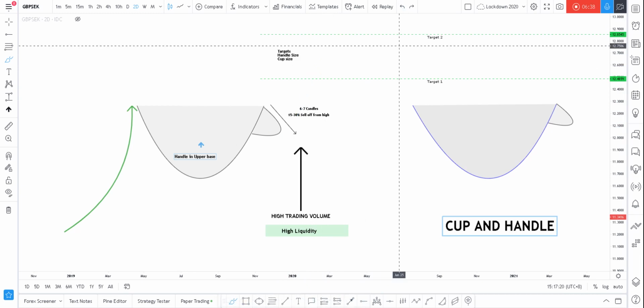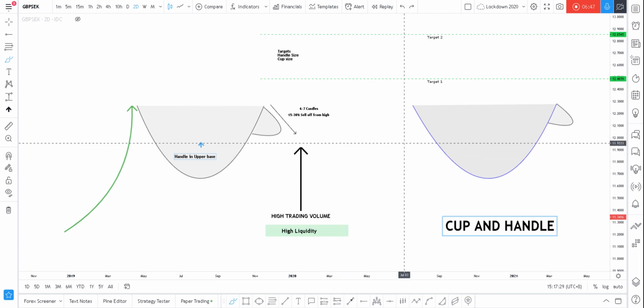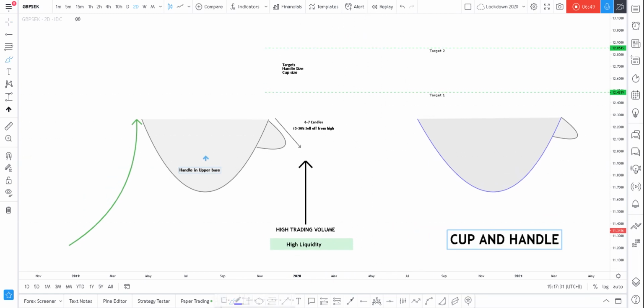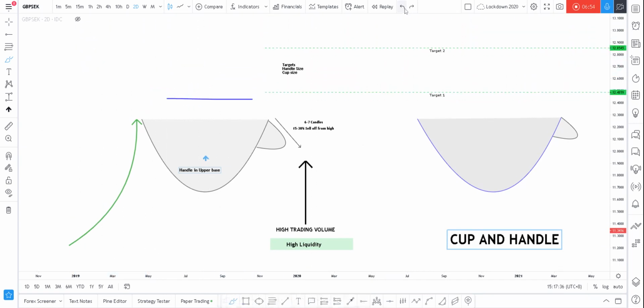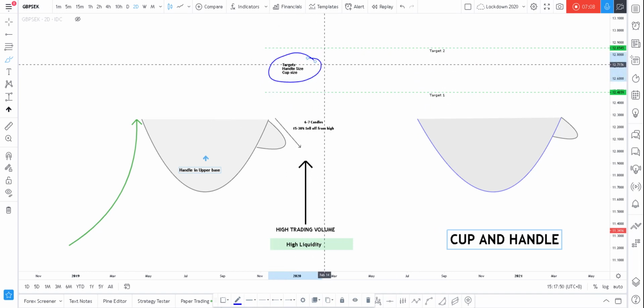Let me carry on and show you guys how to actually calculate the target for a cup and handle. Creating a target for a cup and handle is quite hard because we don't have any sort of previous structure that we can look at. So it's very important that if you want to trade a cup and handle, you need to look at the sizes of the cup and handle. The target should be at least the size of the handle and also the cup size.